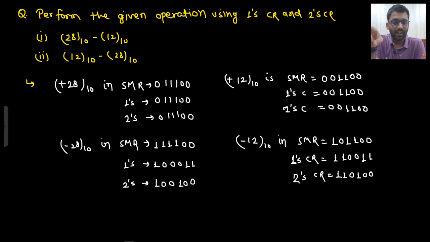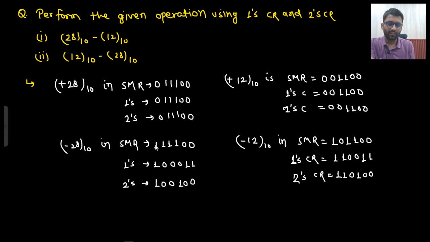In the previous chapter, I told you how to represent 28 in sign magnitude representation. It would be plus 28, so directly 0 and then 28. What about 1's complement? Let me check it is correct: 1 2 4 8 16. So 28, yes, right. The same will be for 1's, the same will be for 2's, because this is a positive number. The same goes for 12. This is your 12. Same for 1's, same for 2's.